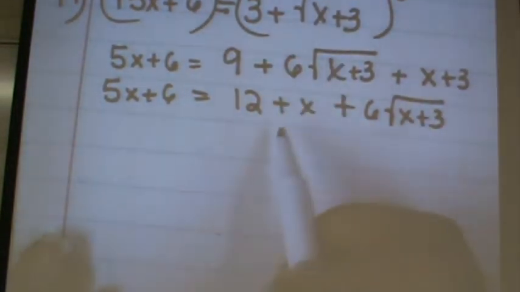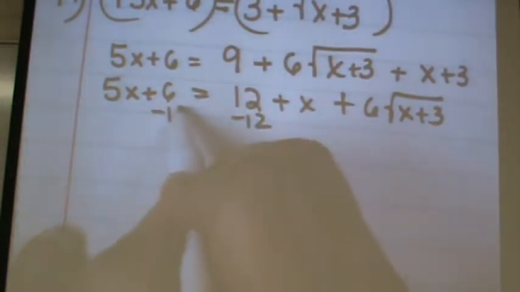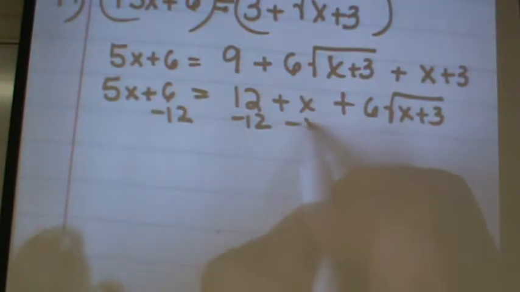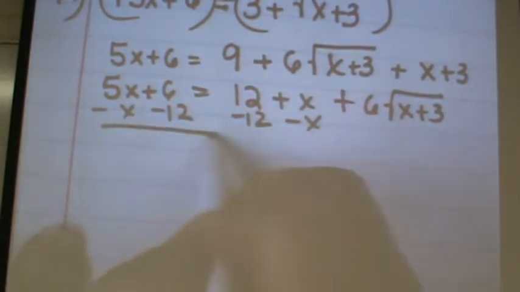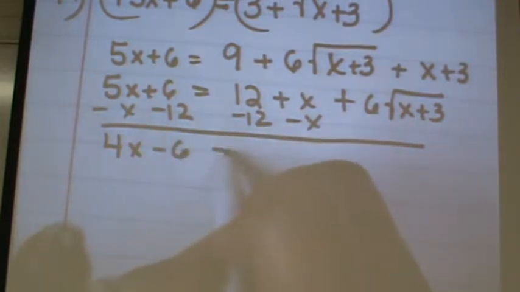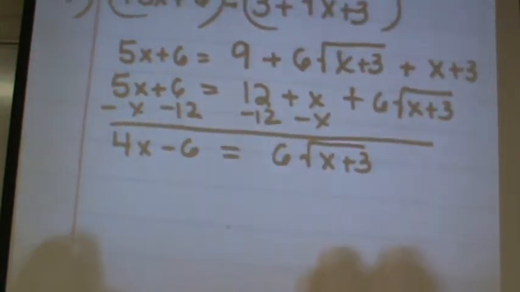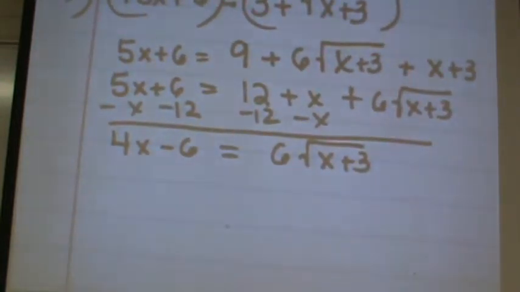Next, we want to get this out of here. We're going to subtract 12, and we're going to subtract x. So we end up with 4x minus 6 equals 6 root x plus 3. Next, now we have to square both sides.